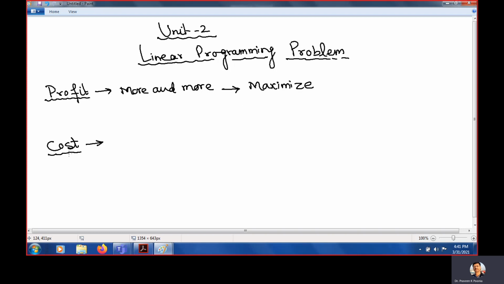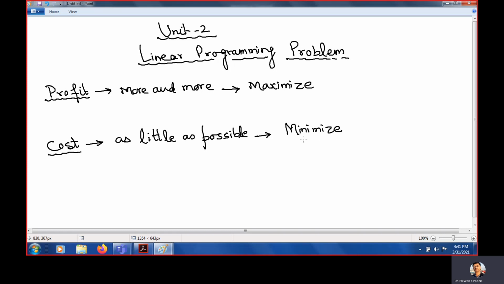And when cost is involved, I need to spend a very small amount. I do not want to spend a single penny. I want to spend as little as possible. Little means as small as possible, as minimum as possible. So what we are going to do here is minimize.